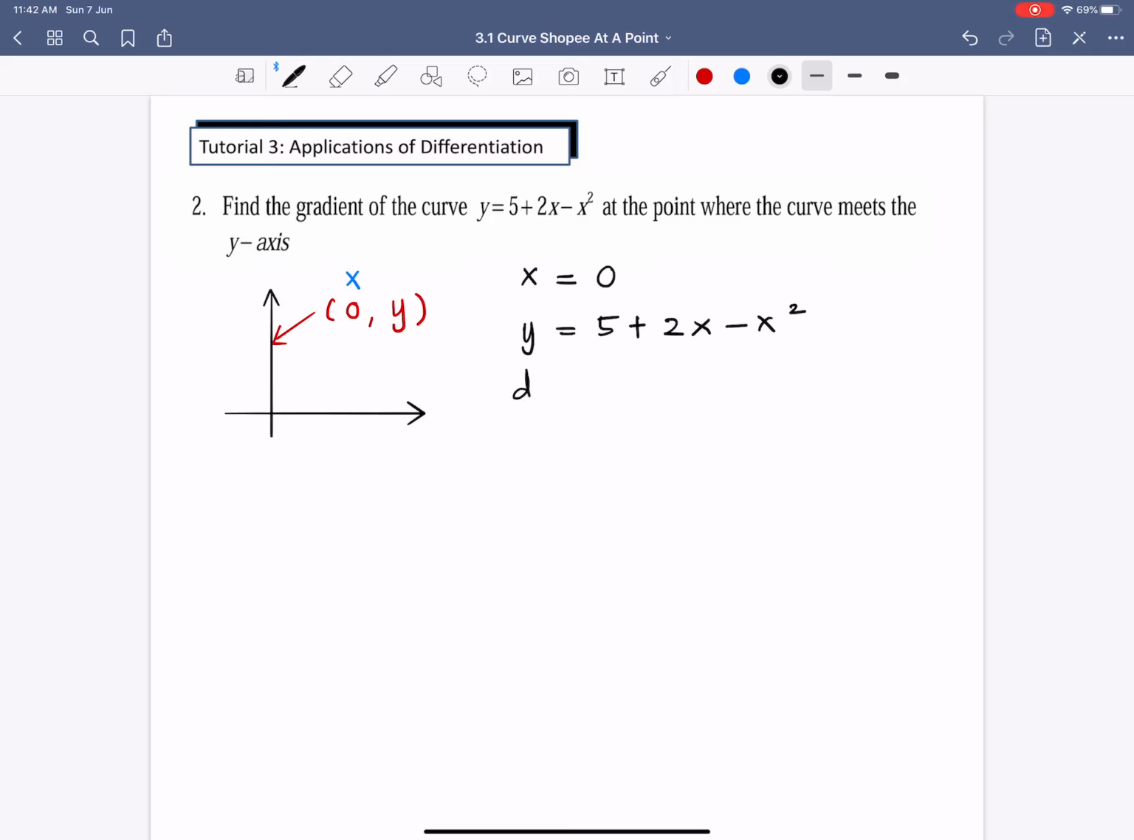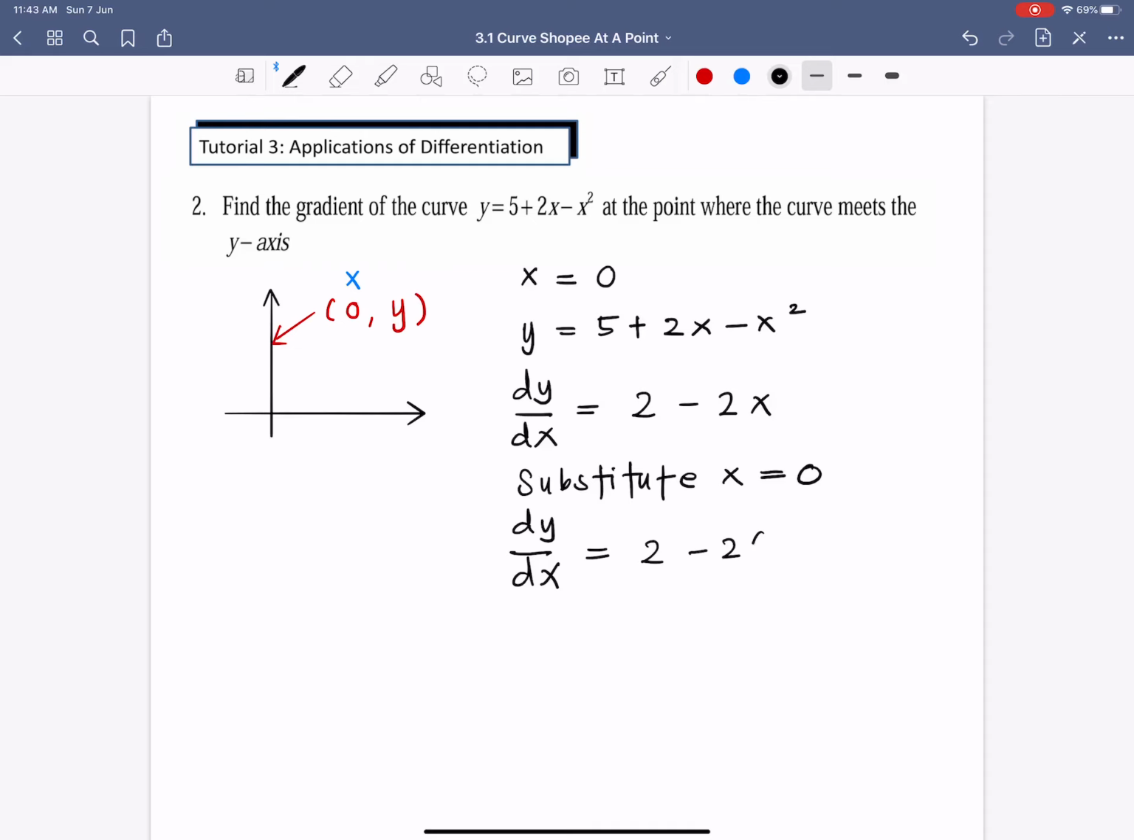So we first find dy/dx, which is 2 minus 2x. From there, we can find a specific value for dy/dx, where we have to substitute x equals 0. Then dy/dx becomes 2 minus 2 times 0, which equals 2. So this is the final answer for question 2.